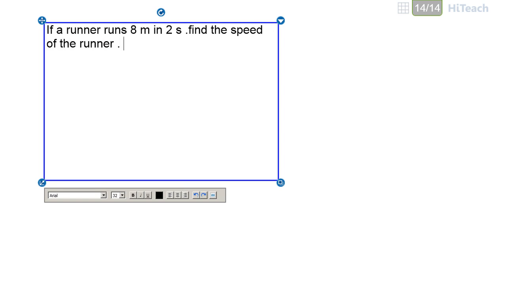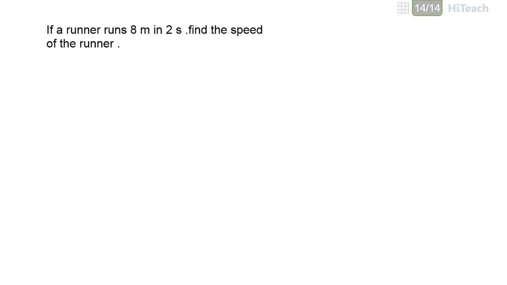To solve these questions, you have to think in this way. The first thing you have to do when you solve these questions, you have to look at the given information. The first given information, which is 8 meter, this one represents the distance. The second given information, which is 2 seconds, is the time.